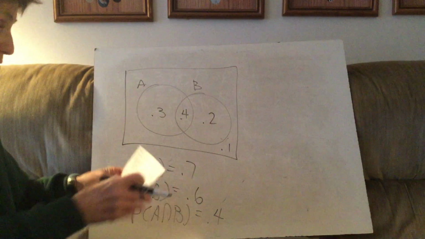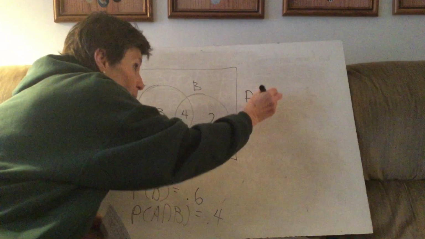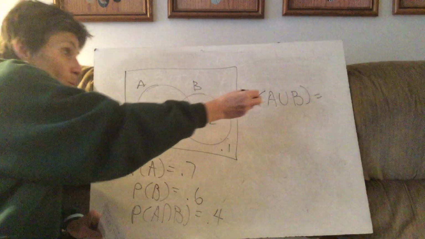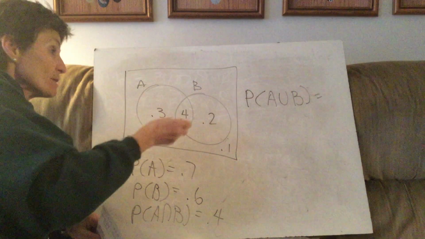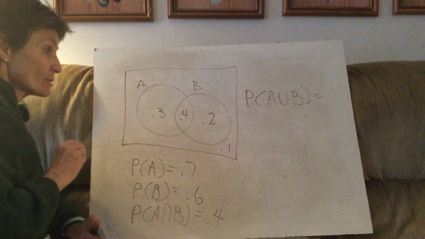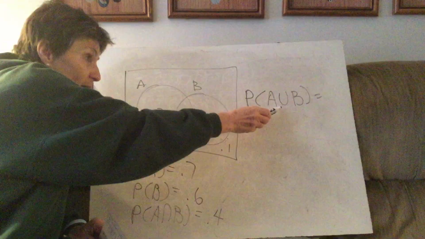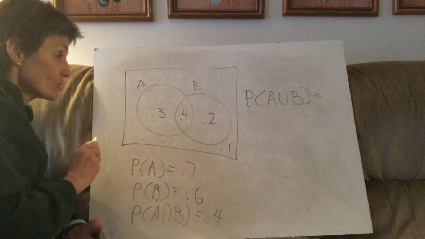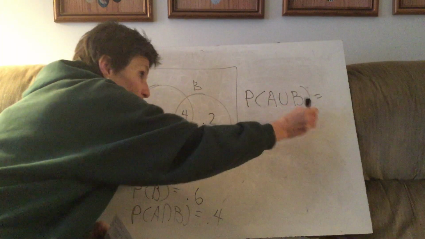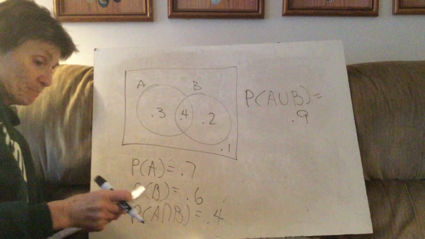Now we need to answer the questions, which say, what is the probability of A or B? Now, A or B, that's the union. That's everything in the circles. Make a note of that if you've forgotten. That means everything in the circles. So we have 0.3, 0.4, 0.2. So the answer to that one is 0.9.